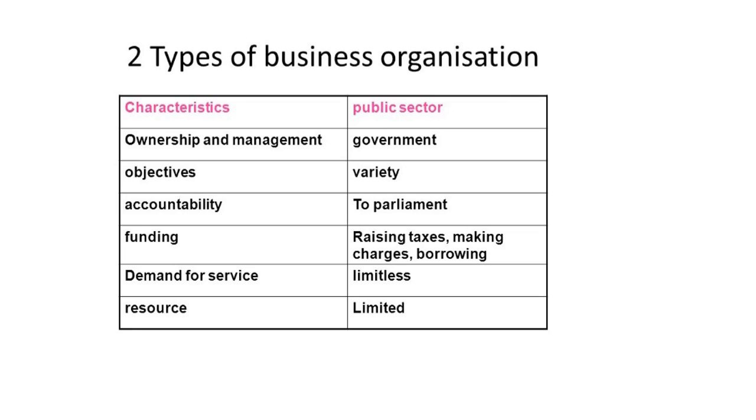C. Demand for services. There is a relationship between the price charged for something and the demand. In the public sector, demand for many services is practically limitless. D. Limited resources. Despite the potentially huge demand for public services, constraints on government expenditure mean that resources are limited and that demand cannot always be met.